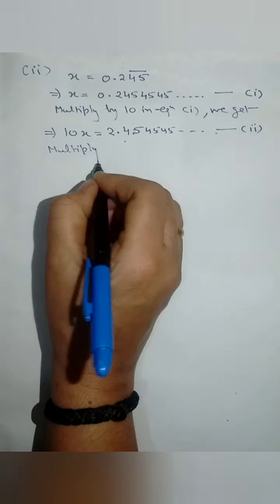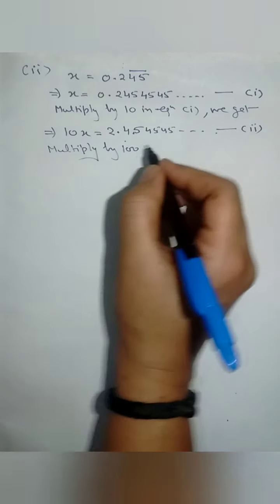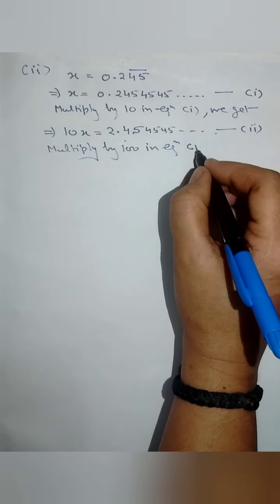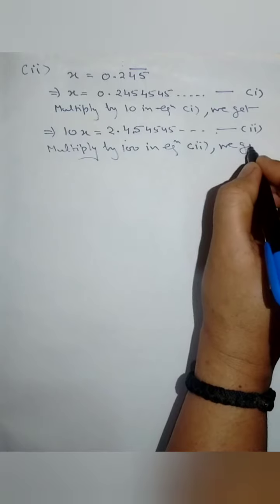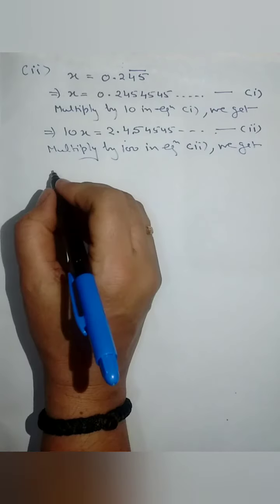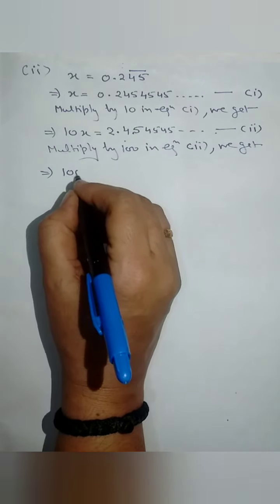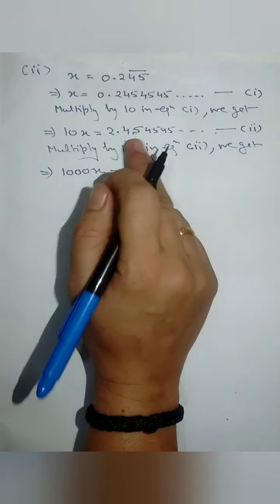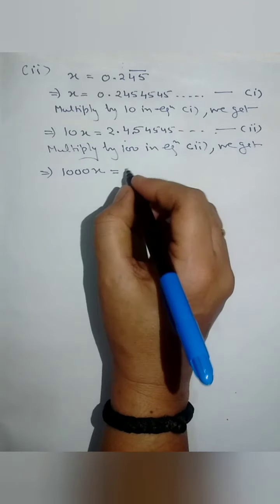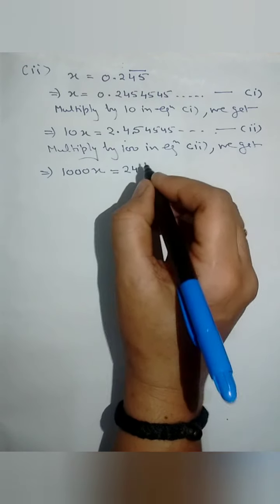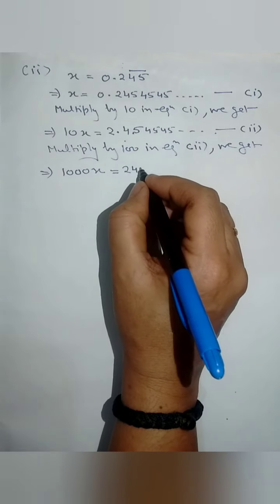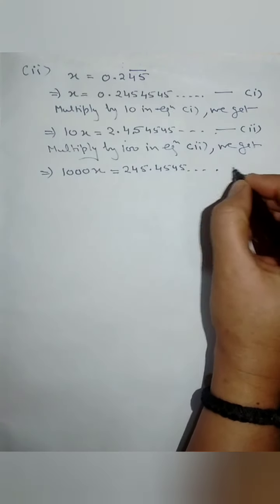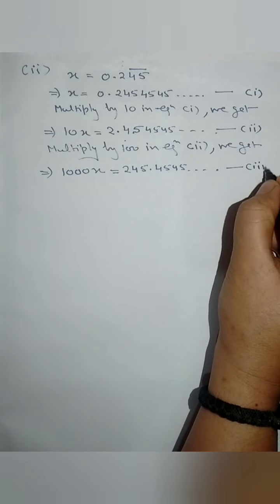Multiply by 100 in equation 2. If we multiply this by 100, we get 1000x is equal to, as we are multiplying by 100, so the decimal will shift two places to the right, 245.4545 and so on. Let it be equation 3.